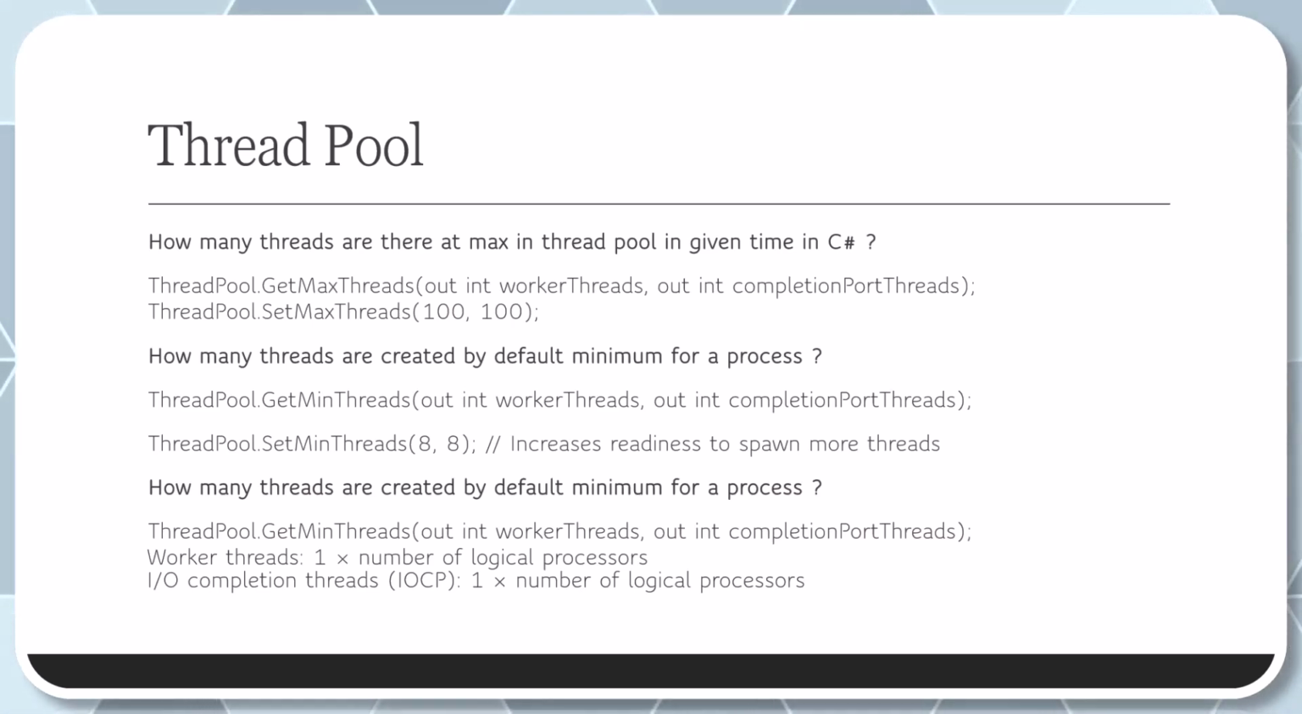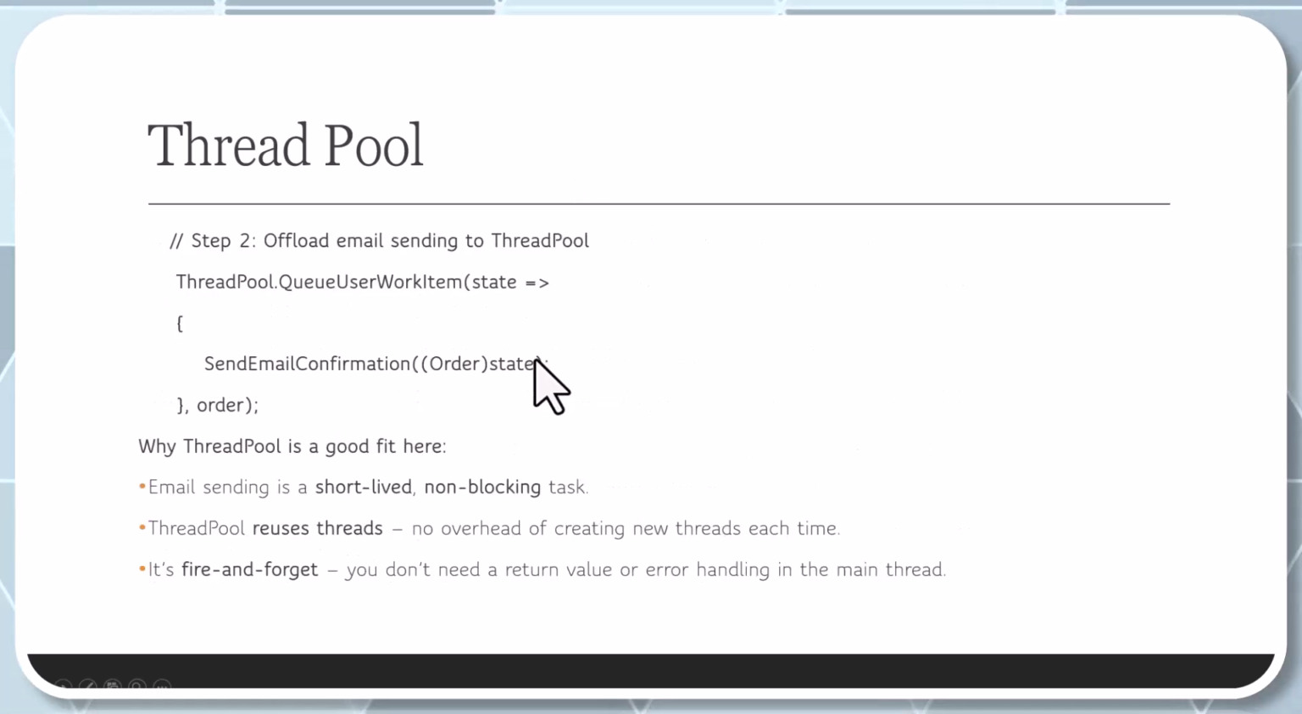Another question would be how many threads are pre-created by default for a process from a minimum perspective. That is dependent on the number of processor cores you have, and that can be fetched using GetMinThreads and set using SetMinThreads.